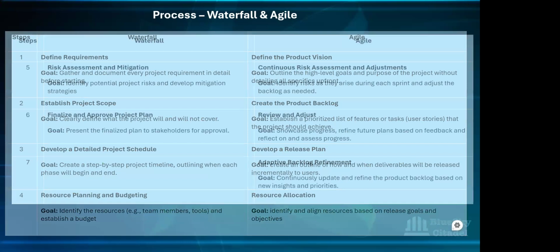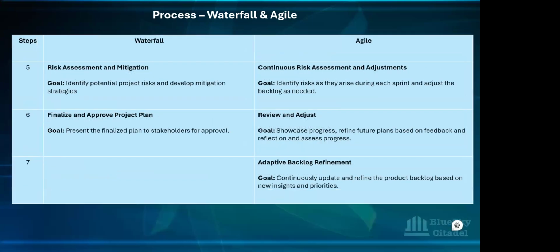And then the other process you're looking at for Agile, the next step will be continuous risk assessment and adjustments. Remember, I said that with Agile, you don't do it once and stop. It's continuous. It's to identify risk as they arise during maybe the sprint, and you adjust the backlog as needed. So there's a risk, you look at it, you mitigate it. What do we need to do? You adjust things as you go along.